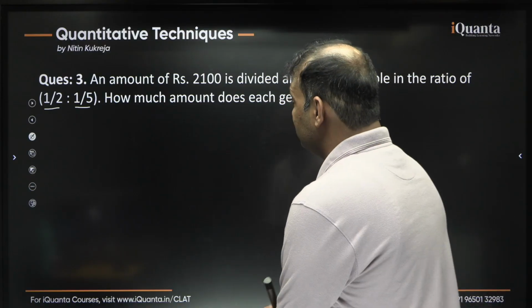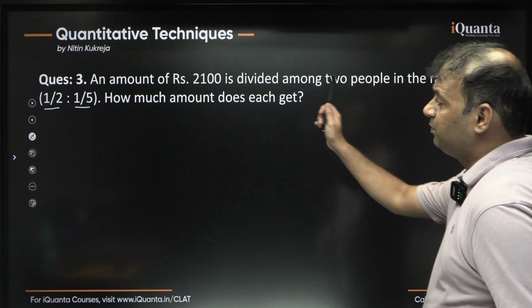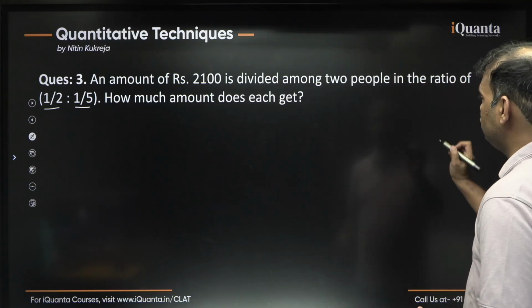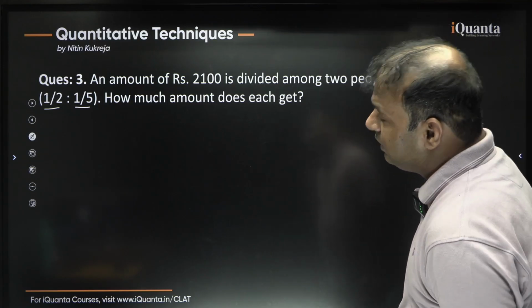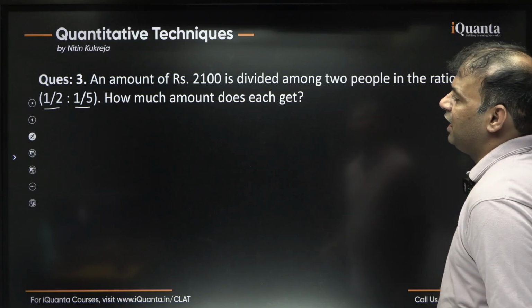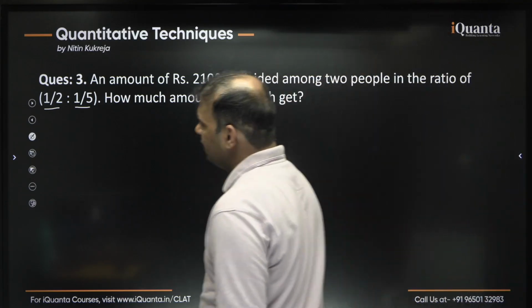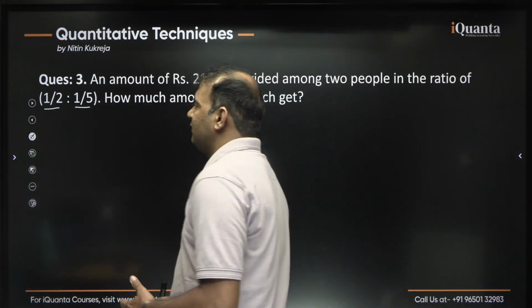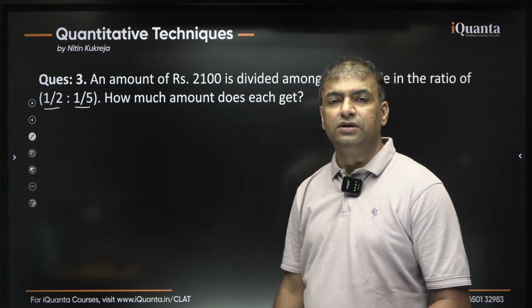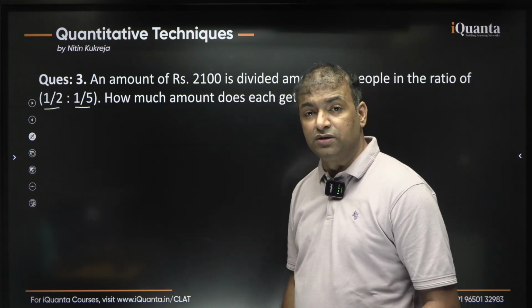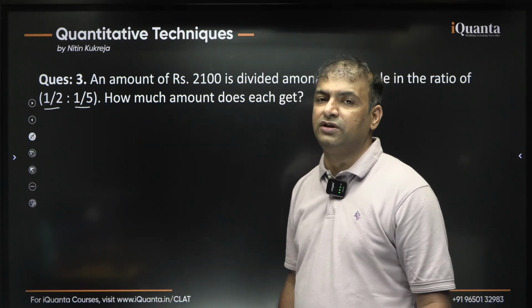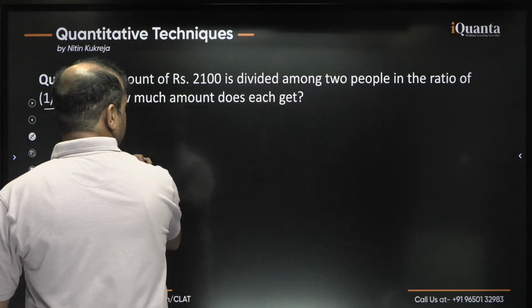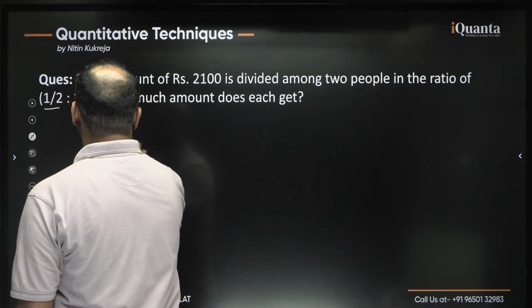Let's see how we can do that. The question says that an amount of rupees 2,100 is divided among 2 people in the ratio of 1/2 is to 1/5. Then how much amount does each get? All right. So guys, first things first, we'll try to simplify that ratio. That means here the terms are in fractions, but we will try to write them as natural numbers. All right, how, guys?